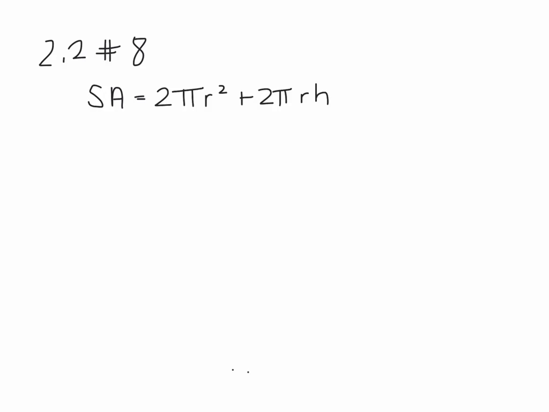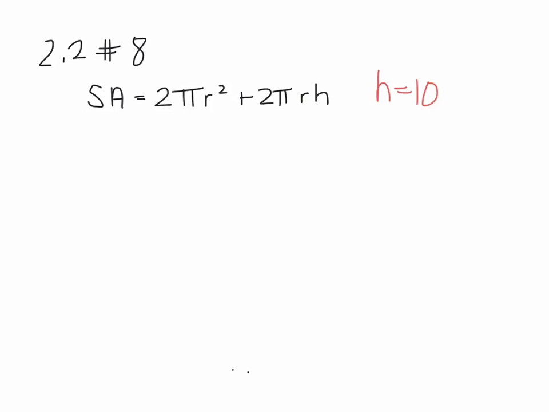Let's try number 8 from section 2.2 in the textbook. So number 8 says the formula for the surface area of a cylinder is this equation right here. A cylinder has a height of 10 units and a radius of r units. So we're given this piece of information. The height is 10 and the radius is r. And we already know that the radius is r.